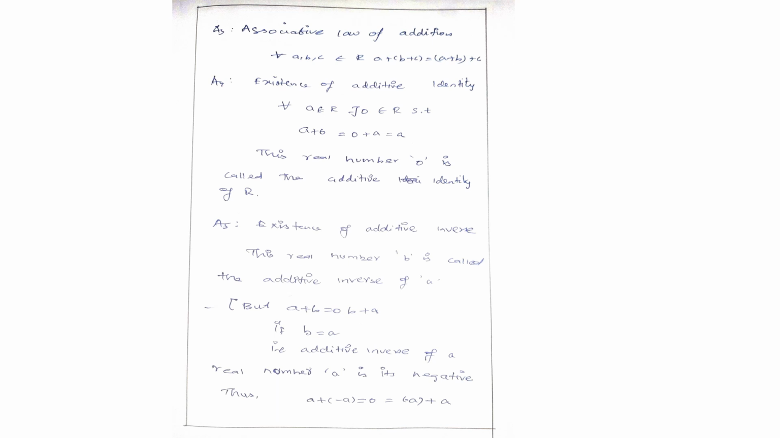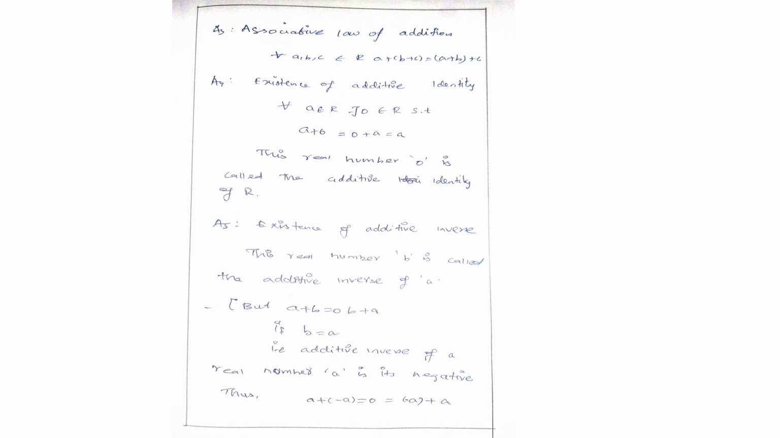So next one is the existence of additive inverse. Existence of additive inverse means that a real number has an opposite real number. When we add the two numbers, the sum of both numbers becomes 0, which means the real number b is called the additive inverse of a. That is the meaning of this line. Here a plus b equal to 0, which is equal to b plus a, so b equals minus a. That is the additive inverse of a real number.